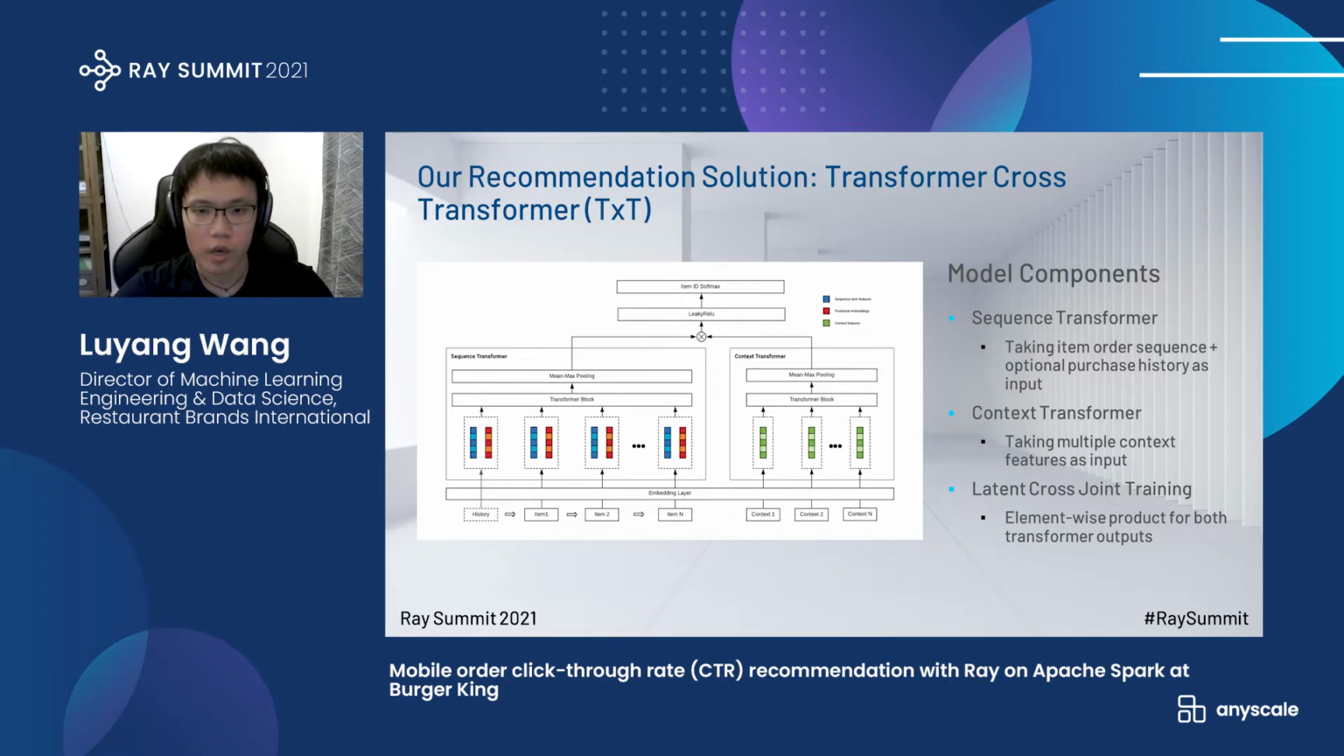Just for example. And the way we combine both transformers into one model to generate a recommendation is by using a technique called latent cross joint training.